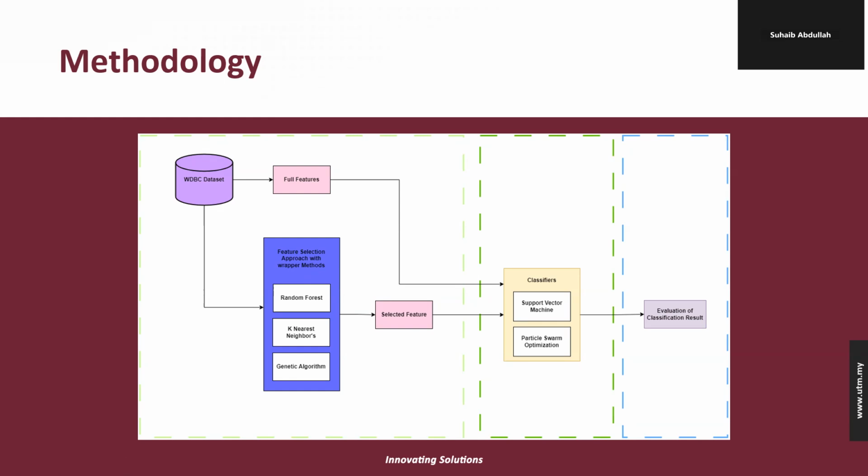So to do that, we'll compare without using the wrapper method. For that, we'll just directly take the full features from the data set, and then we'll run it as an input for the SVM and PSO optimizer. After that, whatever the result is, we'll compare both. And there comes evaluation of classification result. So this is basically the flow of the methodology. So let's go on further.